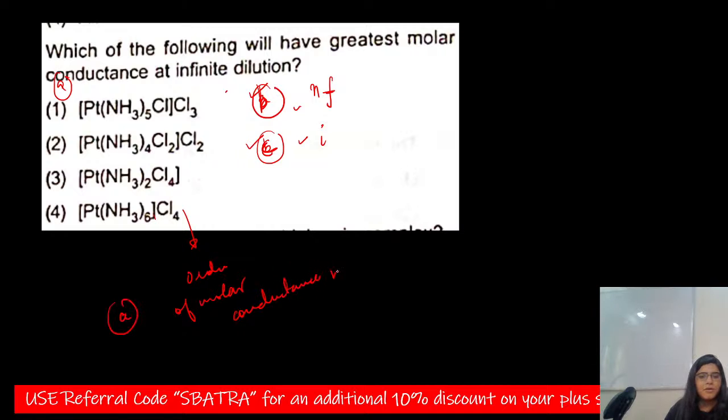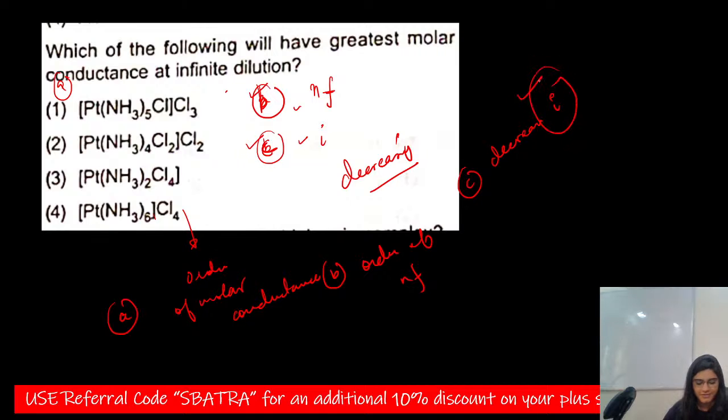Second part, the order of n factor. You have to tell the decreasing order. In the first part, the decreasing order of molar conductance, second the decreasing order of n factor, and third the decreasing order of i factor, that is your van 't Hoff factor. So this is the question you need to answer. Just write down the orders. Okay, very good, Sambhav. What about others? Just write down the correct order.